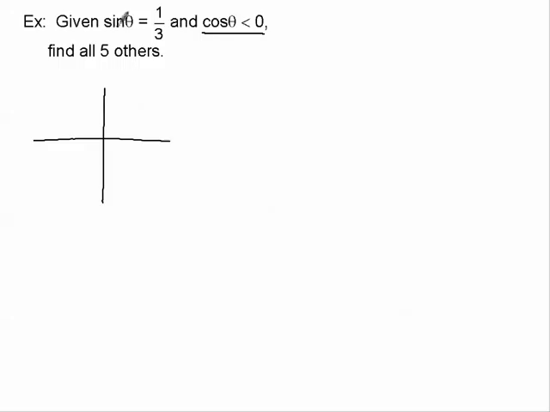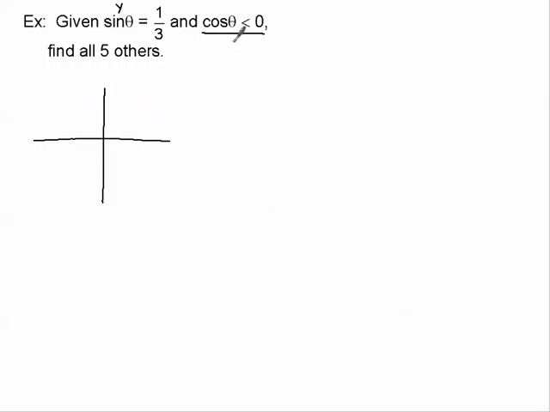Now, they did tell us that the sine is 1/3. That means that the sine is positive. And since we know that the sine is the y coordinate, right, that sine goes with the y-axis, we do know that we're going upward. So we must be either in quadrant 1 or quadrant 2.